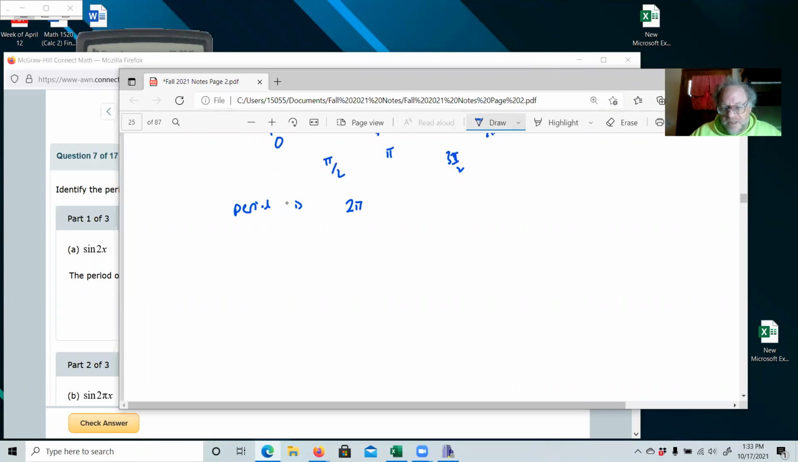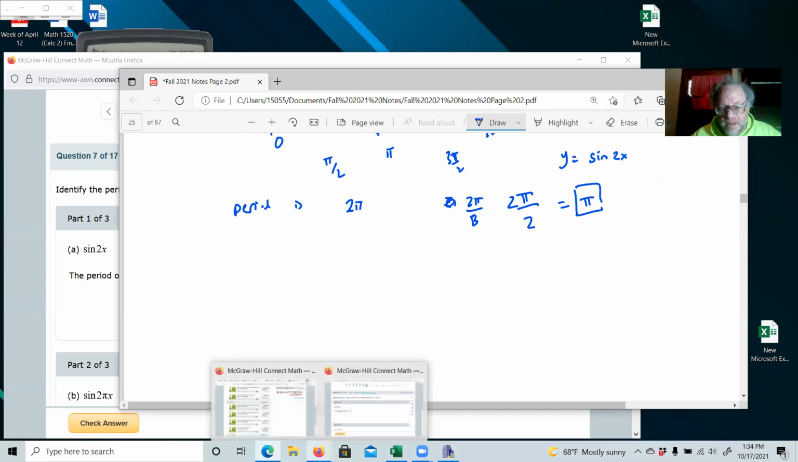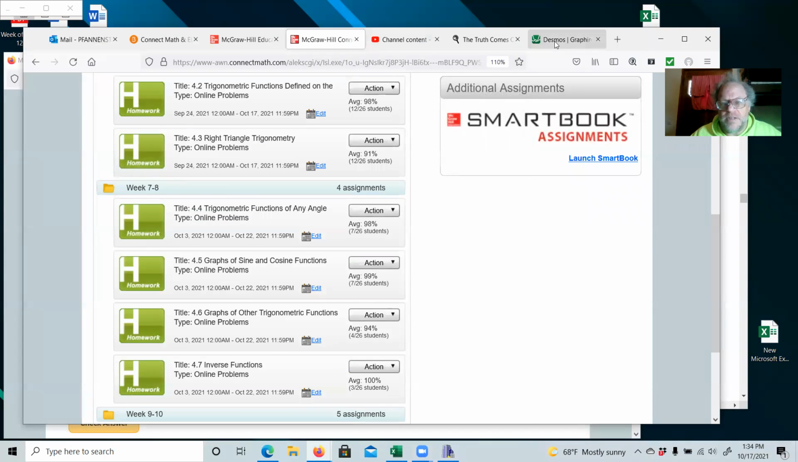So the way you're going to do this, if you go by the book, you're going to say this is 2 pi over b, and whatever number's in front of the x, that's your b. So this is going to be 2 pi over 2. It's our b. So our period for this function y equals sine of 2x is going to be pi. So what it does is it's shrinking down the sine value. Okay, so let's go ahead and take a look.